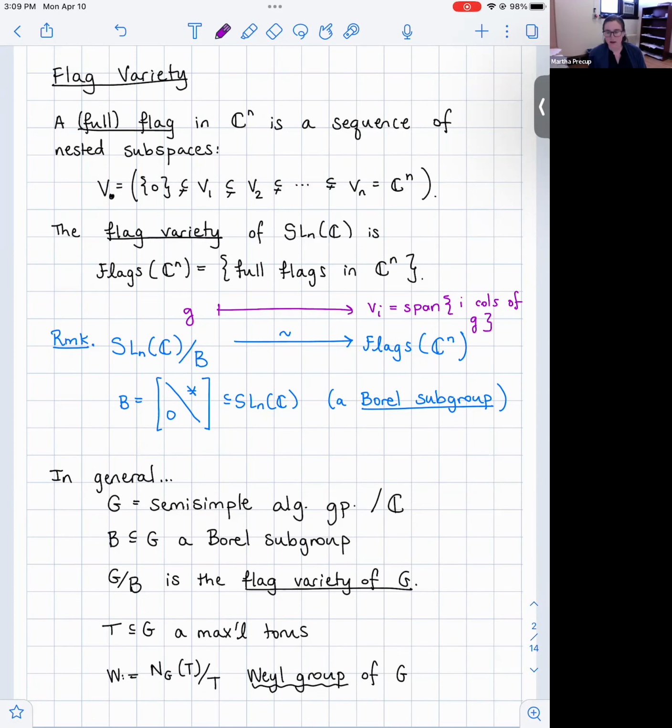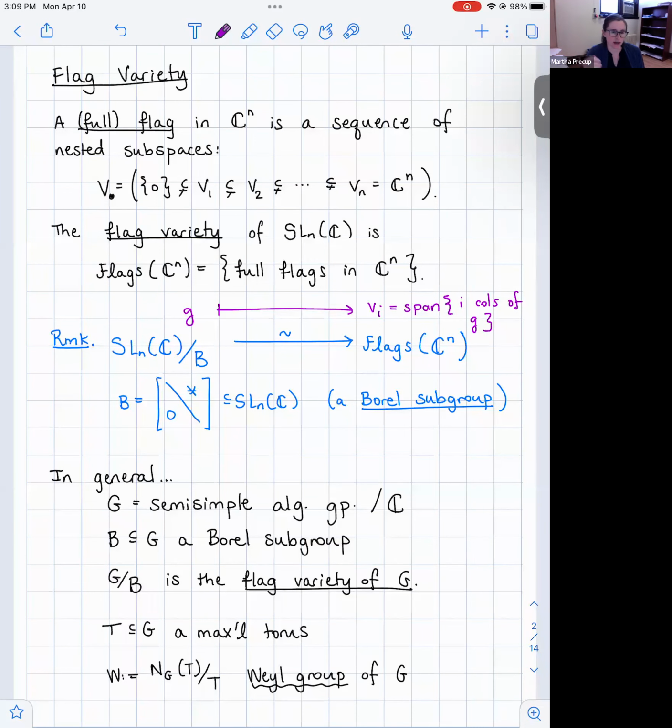Okay. So if you take the map from SLn to the flag variety that takes in a matrix and spits out a flag, so that the ith subspace is the span of the first i columns, you can check very quickly that once you quotient by B, you obtain this bijection between these two spaces. Okay.